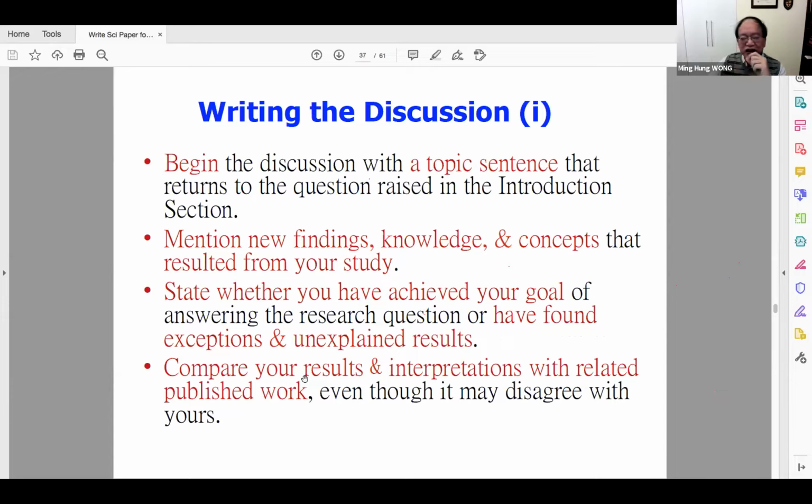So writing the discussion, to start with, there would be a topical sentence which you raise in the introduction, and then go on talking about your own results, comparing your results with other people in the whole world who are doing the same sort of work, okay? Don't compare your data with your classmates or your country, but all the countries in the world. I think this is important.